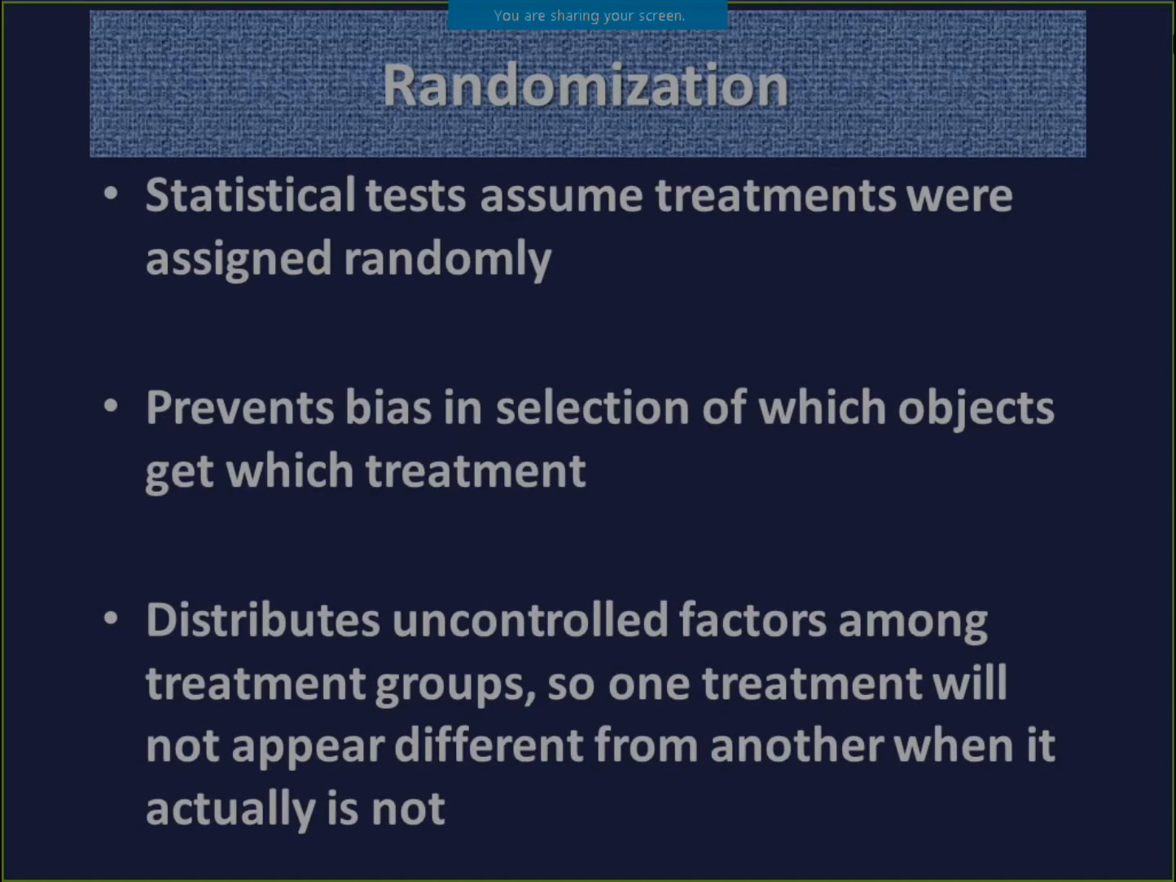And you'll find that if you try to work with a professional statistician, he or she will likely refuse to do the analysis. Second, randomization prevents bias in selection of which objects get which treatment. And we'll look in a moment at cases where that has been a problem. And third, it distributes uncontrolled factors among all the treatment groups, preventing bias that will accidentally make one treatment effect appear to be different from another when it's actually not.